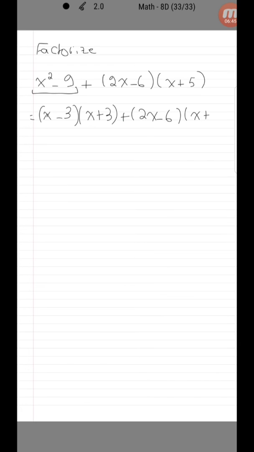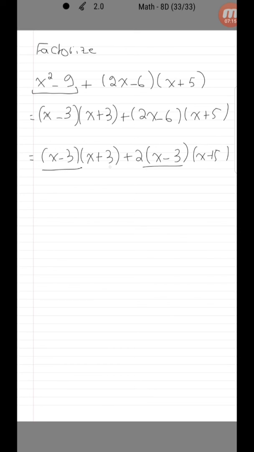(x + 5). Now I need to find a common factor. In this case, I don't have a common factor, so I try to find a common factor in each parenthesis. Between x and 3, no common factor. Between 2x and 6, I have a common factor, which is 2, so I can take 2 as a common factor here. If I take 2 as a common factor, I'm left with 2x divided by 2 is x, minus 6 divided by 2 is 3, (x + 5).